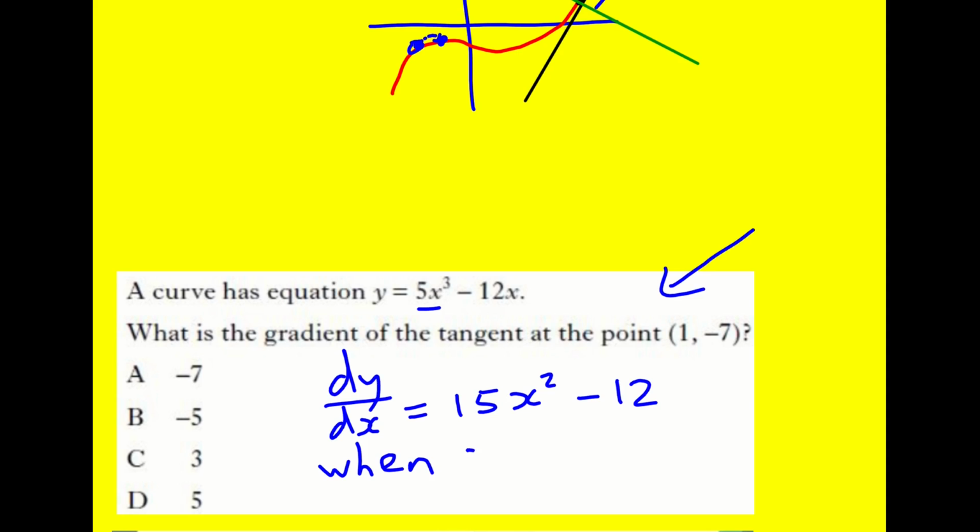So if we want it at the point 1, minus 7, we substitute in x equals 1. dy by dx then equals 15 times 1 squared, that's just 15, minus 12, and we're going to get an answer of 3. So well done if you got that. If you weren't sure, I hope that it makes sense now.